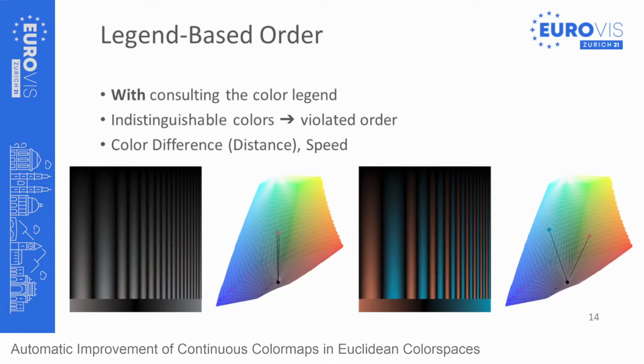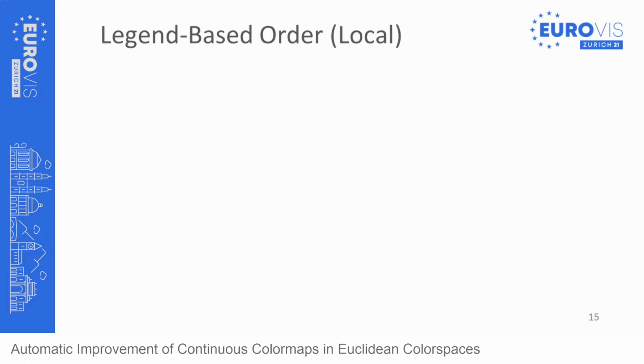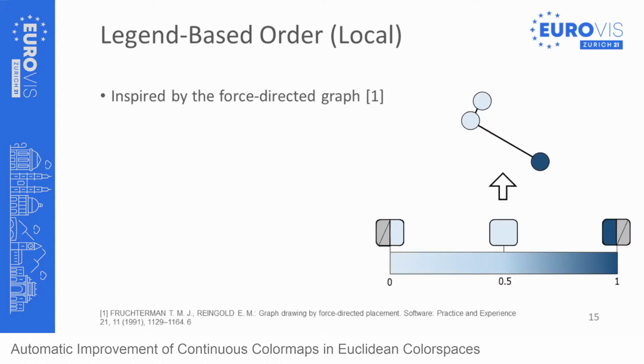We give the user a slider so he can control the minimum distance or the minimum speed that should be reached in the color map after applying this algorithm. We begin again with the local algorithm. Here neighbored key colors should have the user set minimum distance or speed. To reach that, we implemented an algorithm that is inspired by the force-directed graph algorithm from Fruchterman and Reingold.